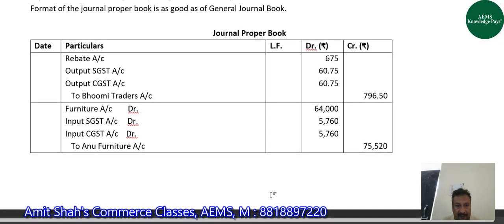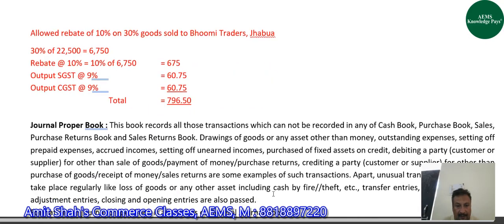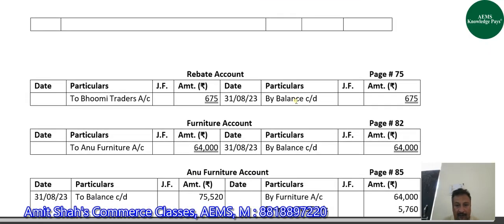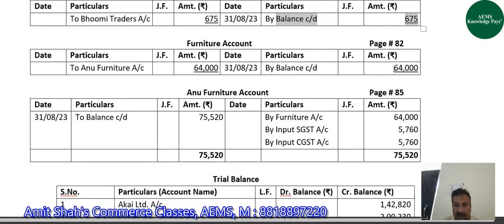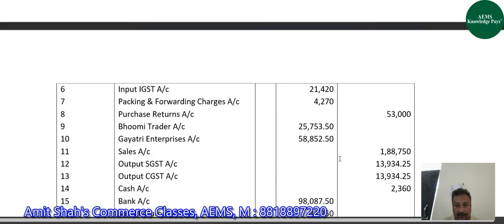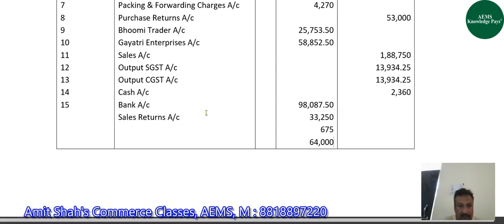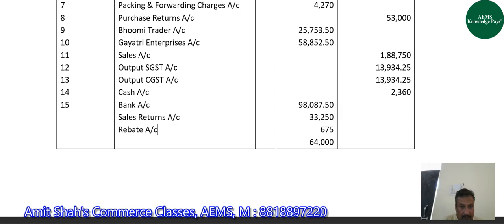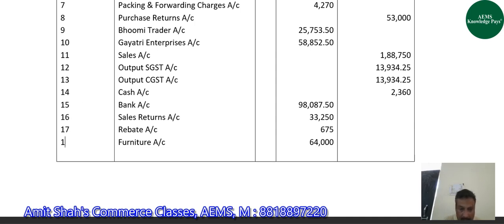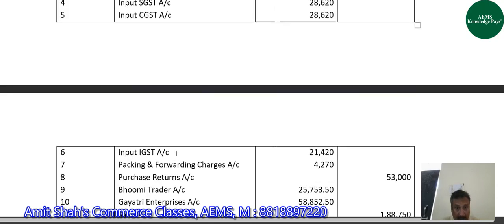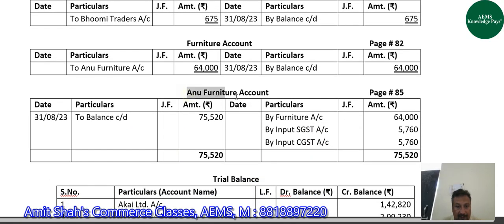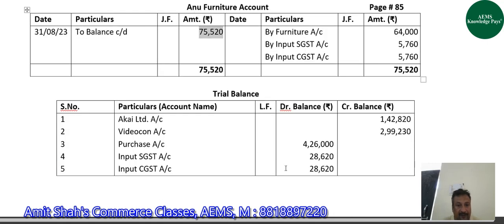After sales returns, we have rebate account which has a debit balance of 675, furniture account which has a debit balance of 64,000, and at the last, guys, we have a new furniture account which has a trade balance of 75,520.